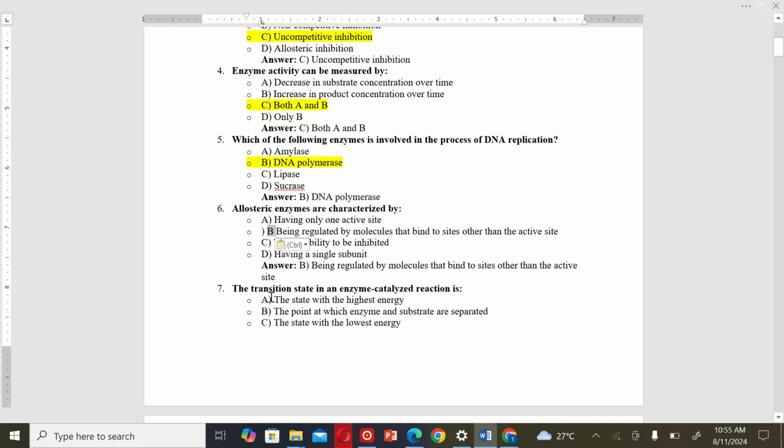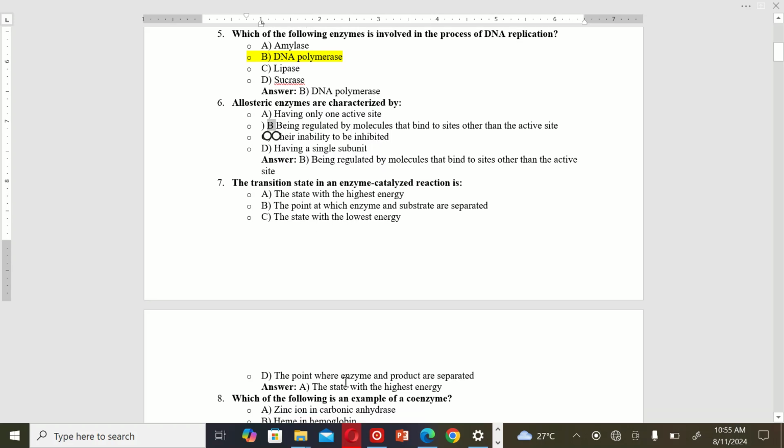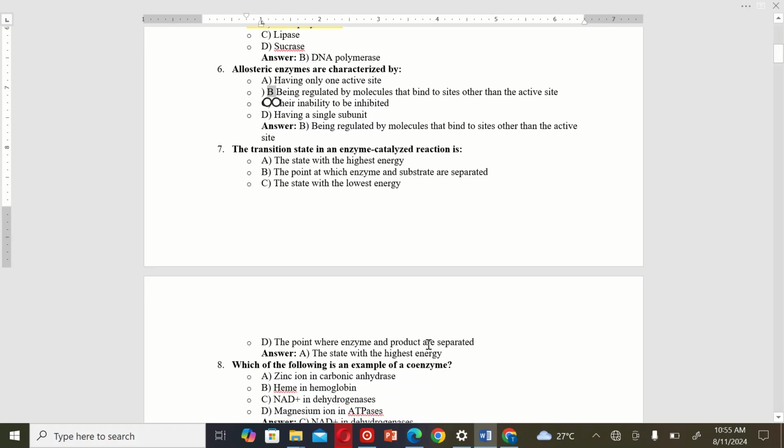The next MCQ is: the transition state in an enzyme-catalyzed reaction is A. The state with the highest energy, B. The point at which enzyme and substrate are separated, C. The state with the lowest energy, and D. The point where enzyme and products are separated. So the correct option is A. The state with the highest energy.